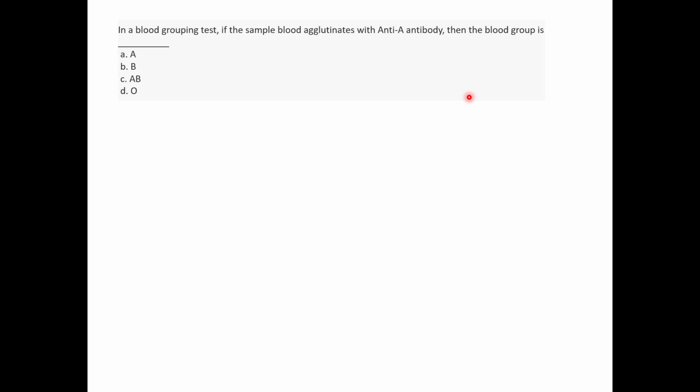Then next is another question about blood grouping. In a blood grouping test, if the sample blood agglutinates with anti-A antibody, then the blood group is, can you answer? Is it A, B, AB or O? So you have a blood which agglutinated with antibody A. Which blood group can it be?